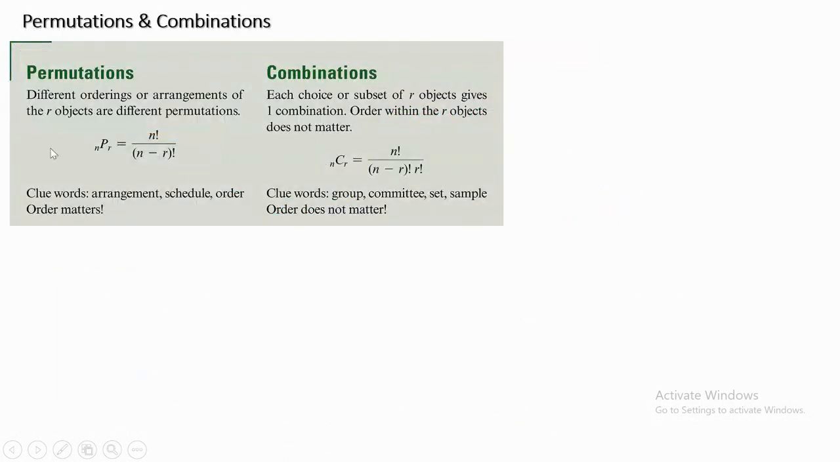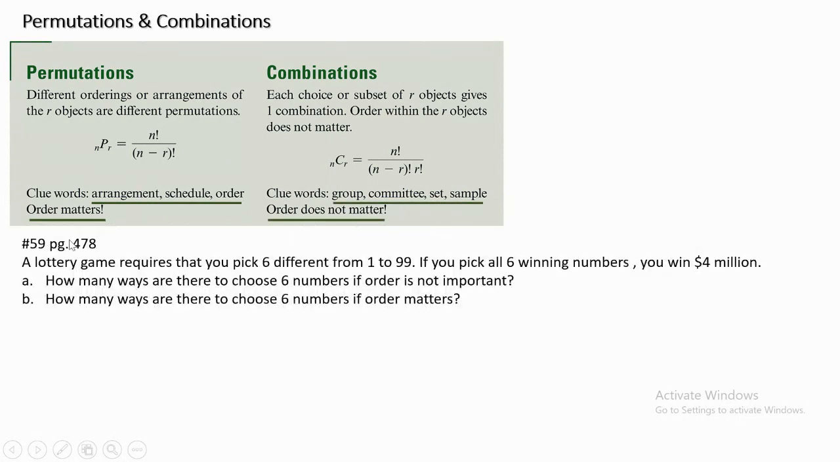Okay, now I believe I have 2 more slides, guys. This is permutation, guys. So these are the clue words for permutations: arrangement, schedule, order matters. And for combination will be group, committee, set, sample, order does not matter.